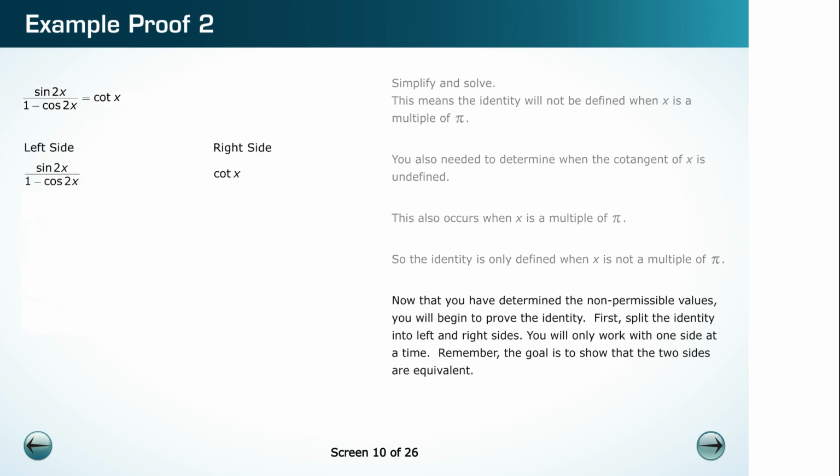Now that you have determined the non-permissible values, you will begin to prove the identity. First, split the identity into left and right sides. You will only work with one side at a time. Remember, the goal is to show that the two sides are equivalent.